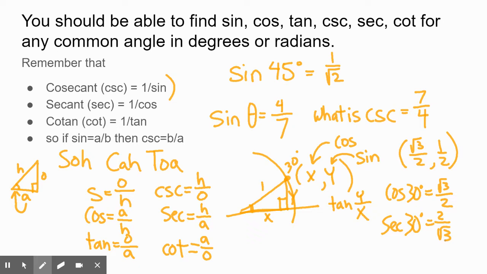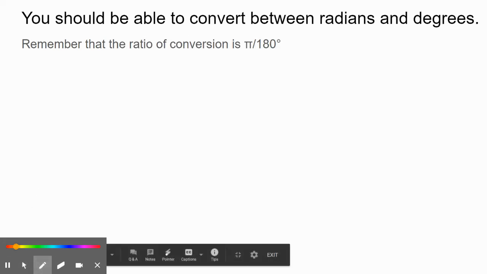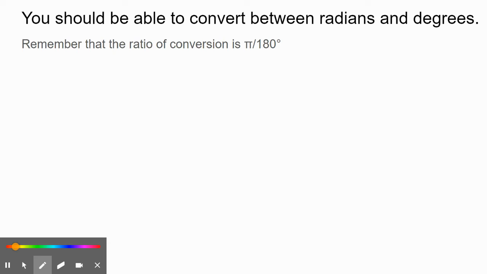And I think that's enough for that screen. So I'm going to erase it now and move on to the next screen. What does this screen say to us? You should be able to convert between radians and degrees. And remember, the ratio of conversion is 180. Surprise, that's going to take you right back to that unit circle, right?